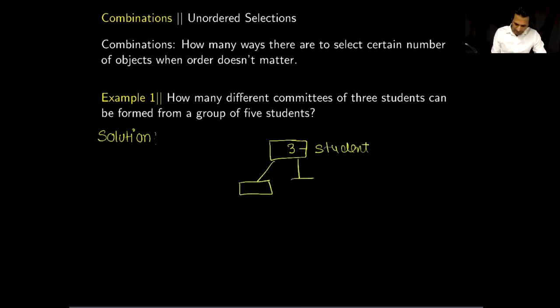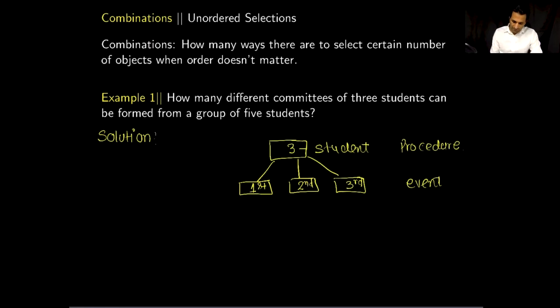Since we have to select 3 students, it means we have to select the first student, the second student, and the third student. So these are the events and this is the procedure. The total number of students we have is 5. Out of these students, we have to select 3 students and form the committee of these 3 students.